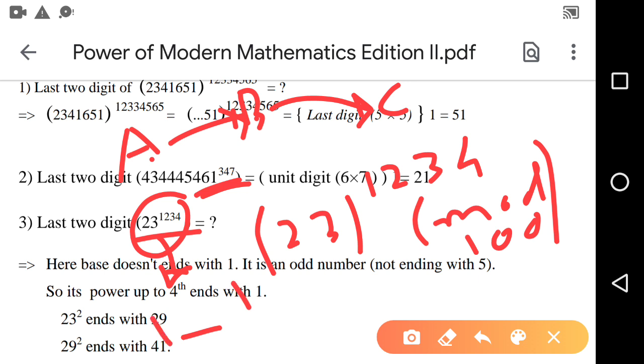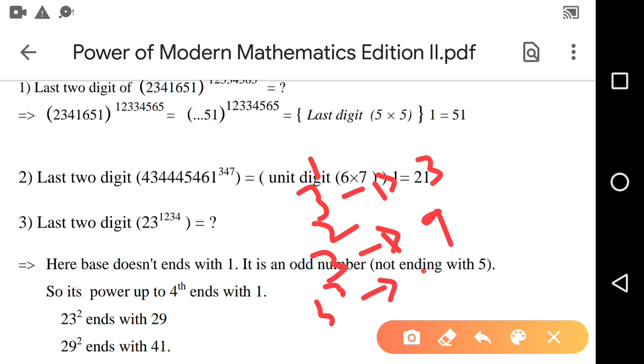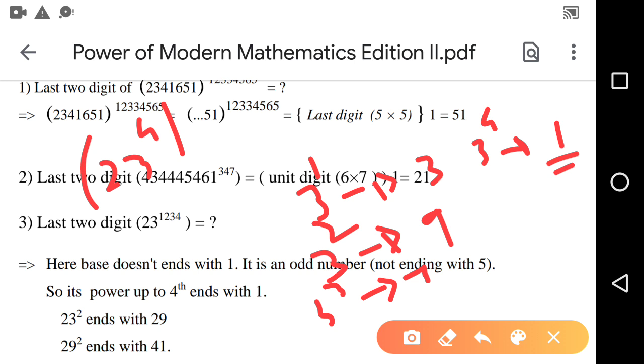And is it possible? Yes friends, it's possible, because 3 raised to 1 ends with 3, 3 raised to 2 ends with 9, 3 raised to 3 ends with 7, and 3 raised to 4, that is 81, ends with 1. Thus if we consider 23 raised to 4, then it is definitely going to end with 1, friends.